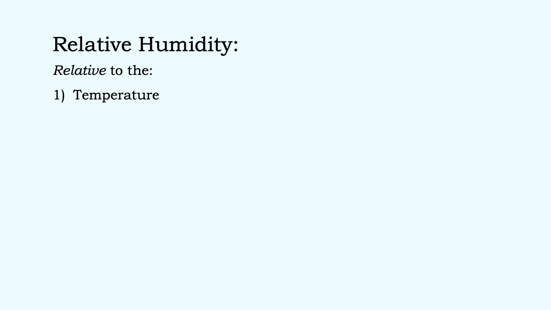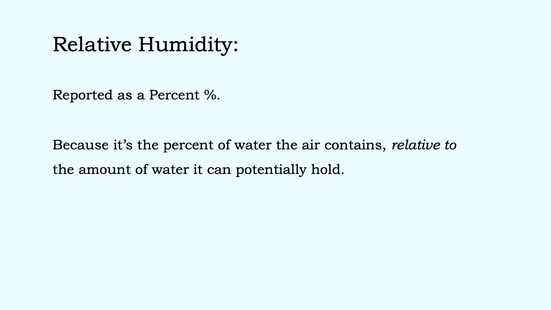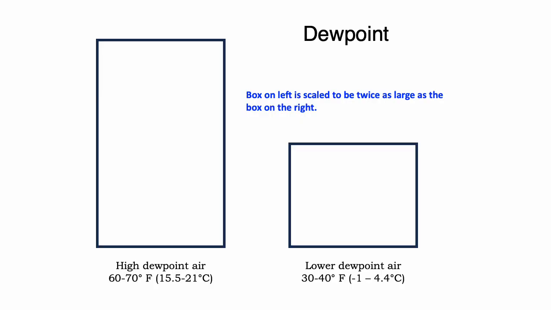Relative humidity is relative to the temperature and to the dew point, and it can change over the course of the day, and it usually does. It's reported as a percent because it's the percent of water the air contains relative to the amount of water it can potentially hold, which is called the dew point. So we're going to look at dew point here.